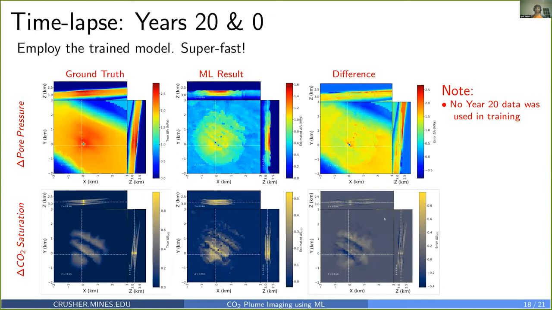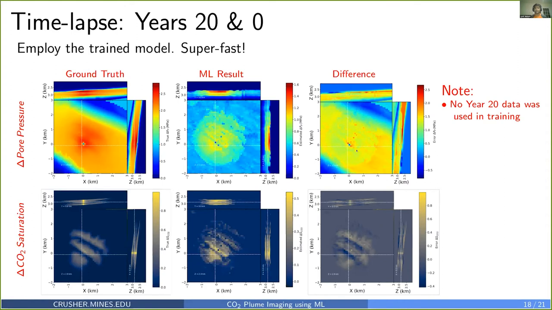If we stress test it even further, going 20 years down the line, we see that things are breaking down now. The model is not working that well, qualitatively as well as quantitatively.